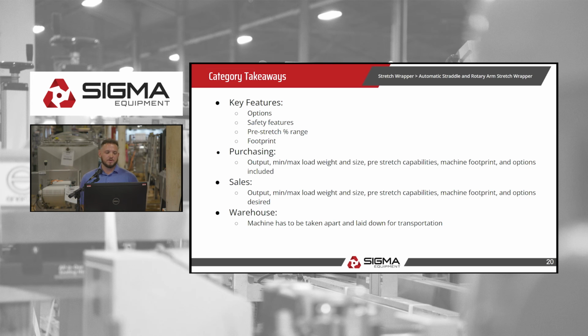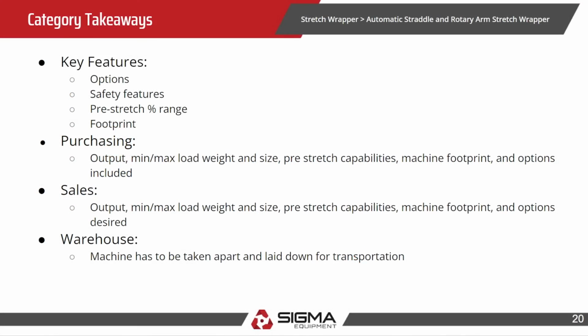Some category takeaways we hope we learned today. Of course, the options, safety features, pre-stretch percentage range, the footprint the machine might take up. As far as purchasing and sales goes, what is the output, the minimum maximum load weight and size, pre-stretch capabilities, machine footprint, as well as options. Warehouse, these machines do need to be taken apart and laid down for transportation or they can get damaged.